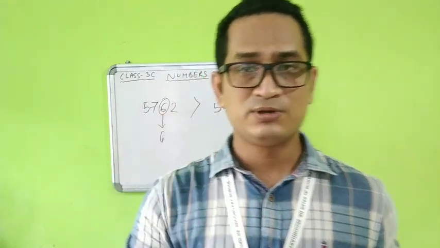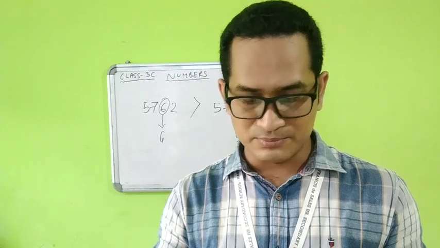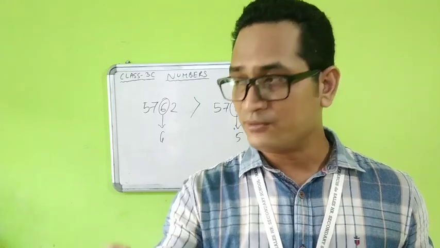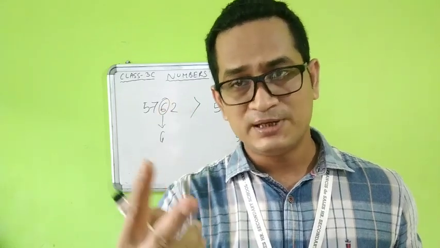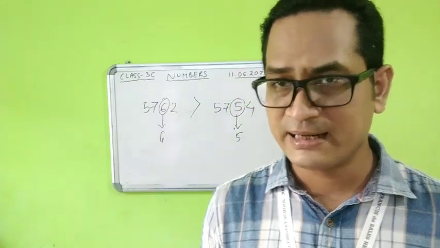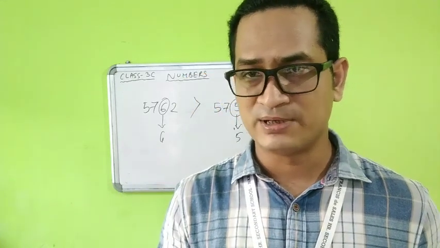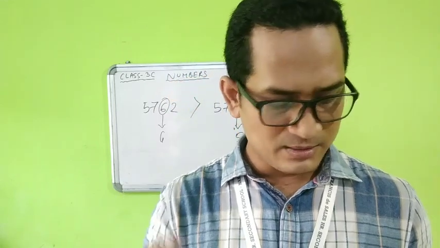Now students, there are two things we can do now. Since we have learned about comparison, and then we have learned about place value, two things we can do now. One is to arrange them in ascending or descending order, or the second one is forming the greatest and smallest 4-digit number. Forming numbers we will come to later in the next class. Today we will discuss ascending and descending order.